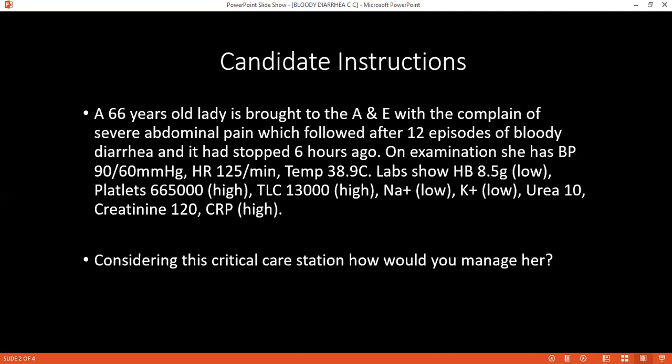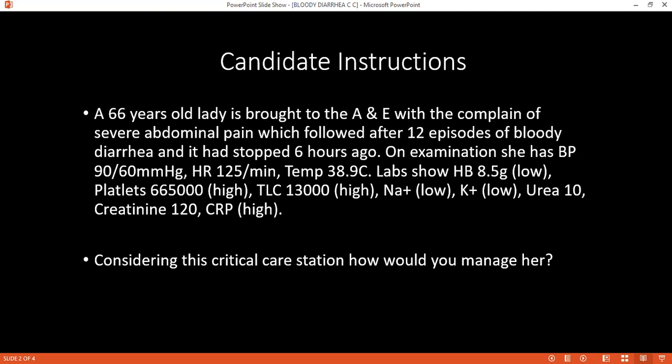I'll manage this patient depending on the condition. I'll manage this patient in the HDU or ICU. Okay. Why would you consider transfusing blood? Not right now, as patient's hemoglobin is not below 7. It is 8. So it is not indicated.